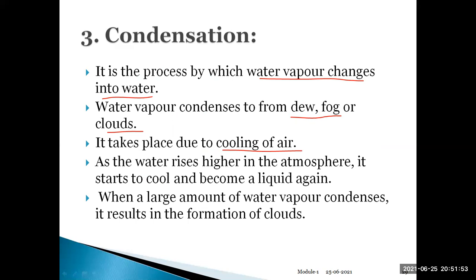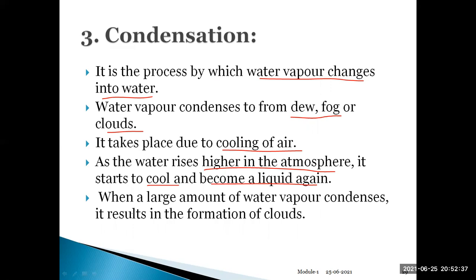And as the water rises higher in the atmosphere, it starts to cool and become a liquid again. When the vapor molecules go to a higher altitude, the atmospheric pressure reduces, which cools the water vapors, and they become liquid once again. That cooler water vapor is carried by the wind, and while being carried, it will collide with other water vapors or liquid, and that will fall onto the ground as precipitation.